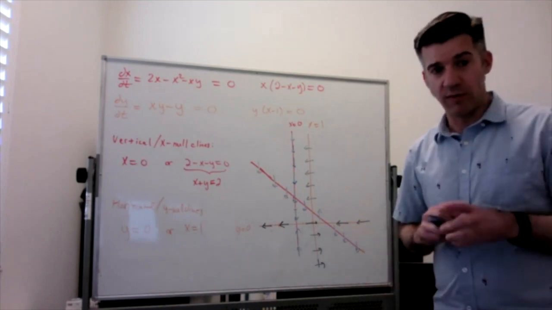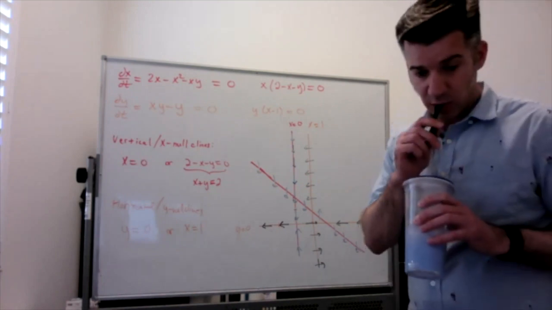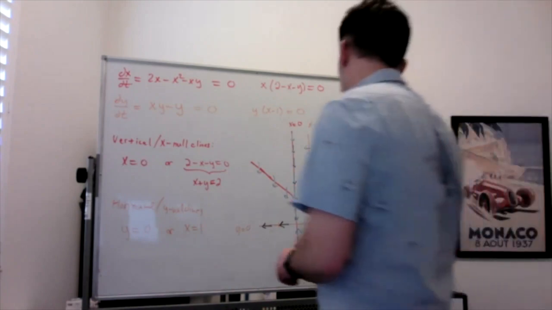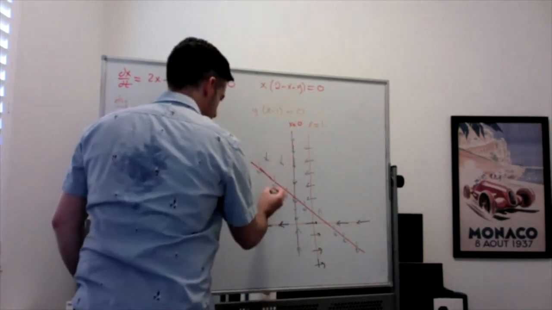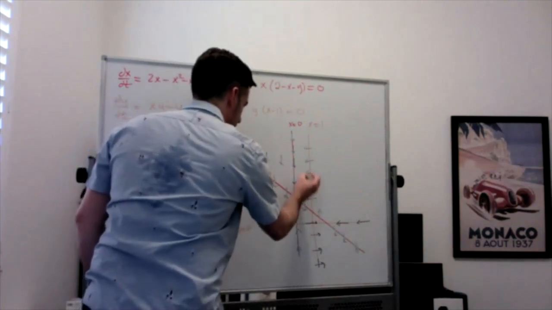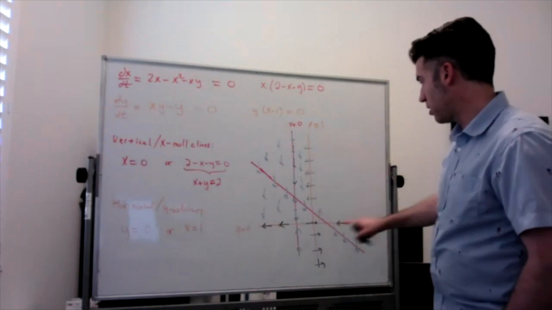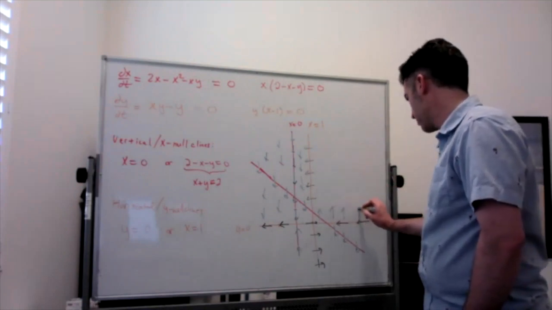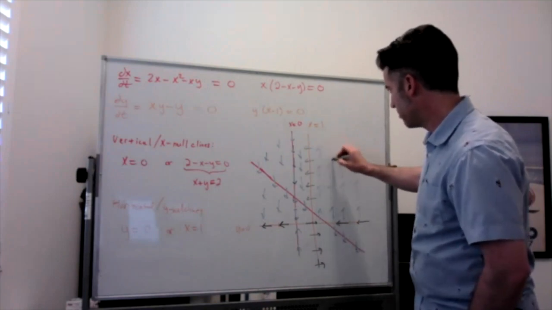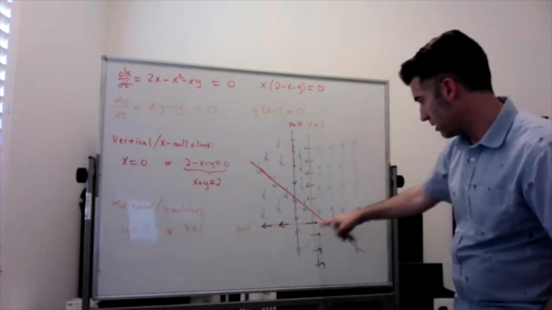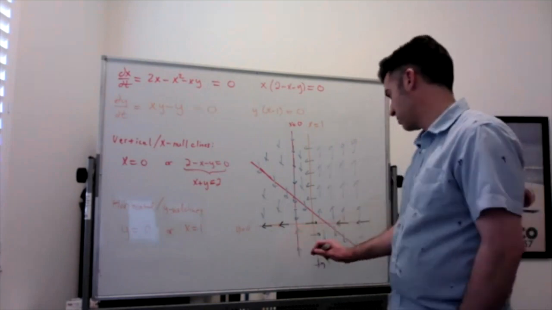So often the pictures people make are just with the arrows on the nullclines, because then you can figure out what's happening in each section. So basically what this means is that everything up here is pointing down. Then everything up here has to be pointing up. Everything down here has to be pointing down. And everything over here has to be pointing up.